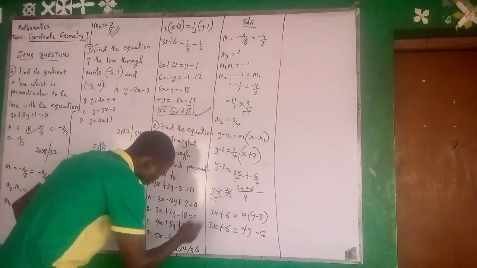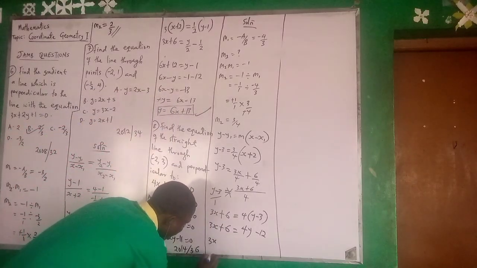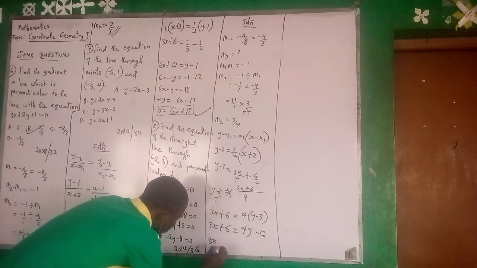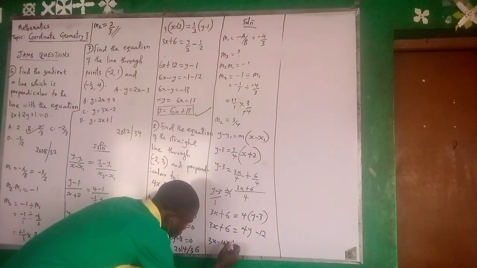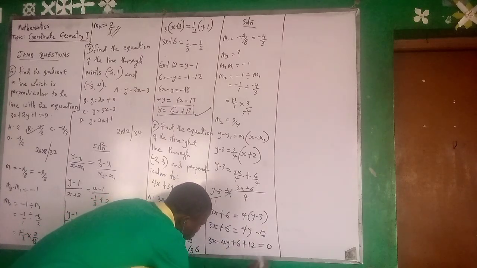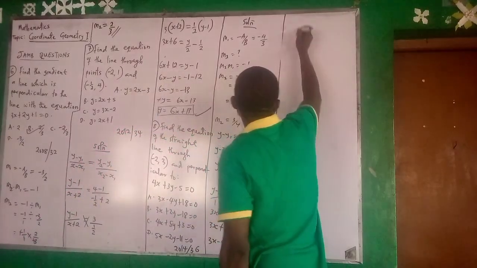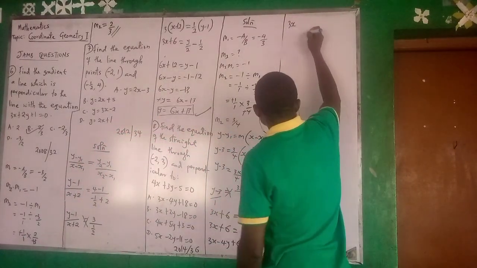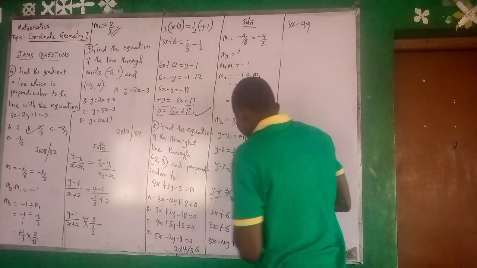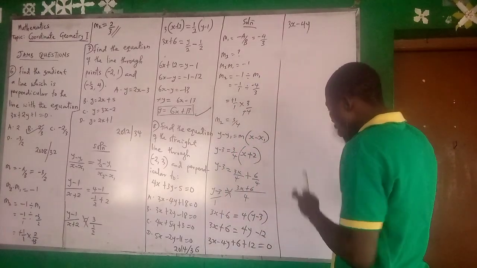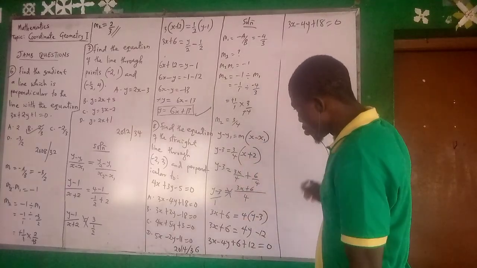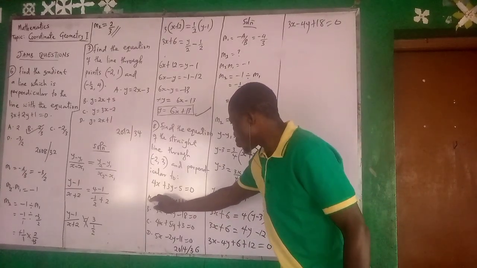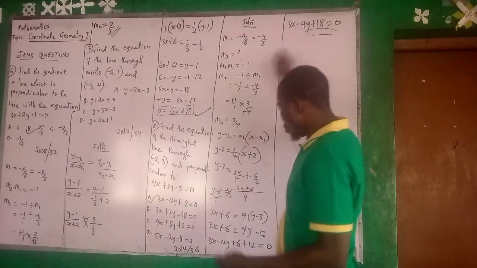Alright, so I have 3x, and 4y becomes minus 4y. 6 is here already, plus 6. This becomes plus 12, equal to 0. And that will be 3x minus 4y. 6 plus 12 is 18. That is plus 18 equals 0. And that equation is what? Option A. That is your answer.